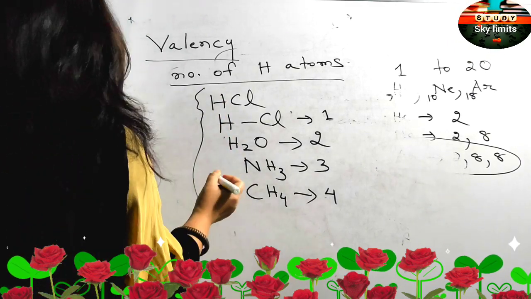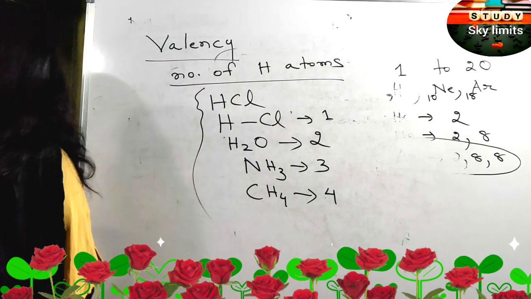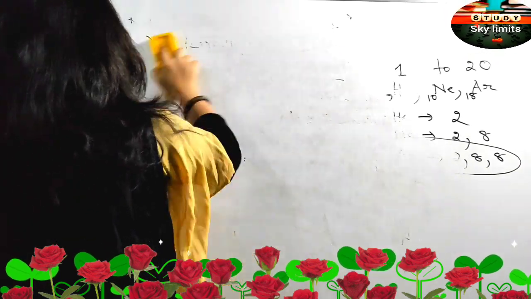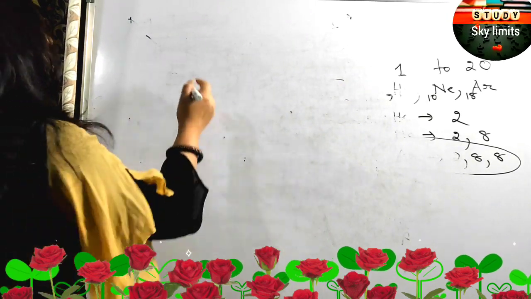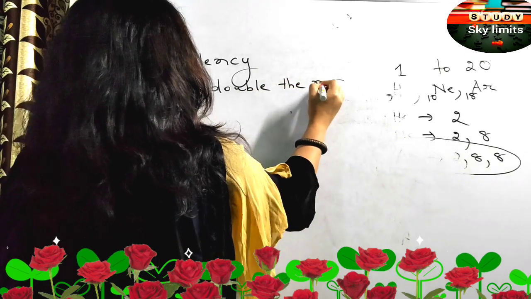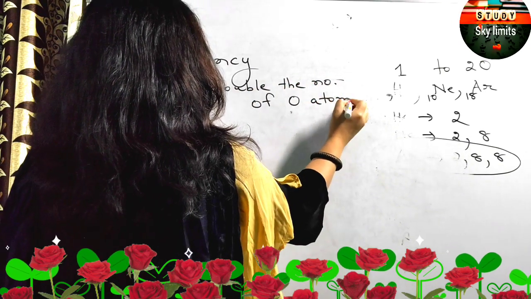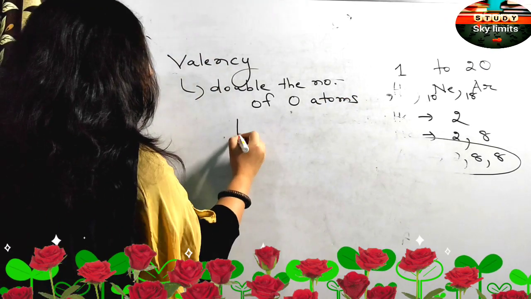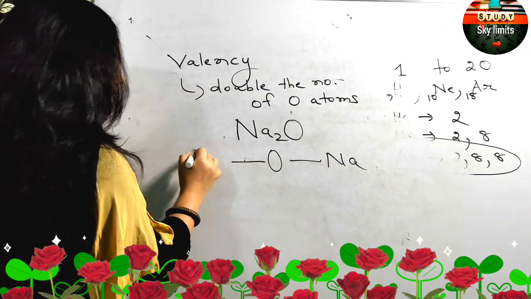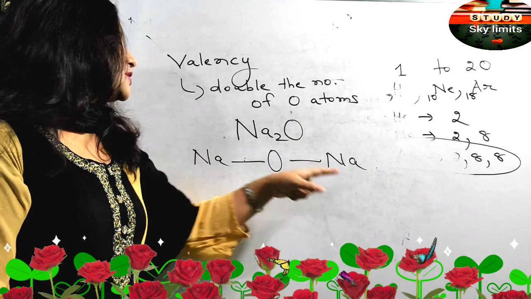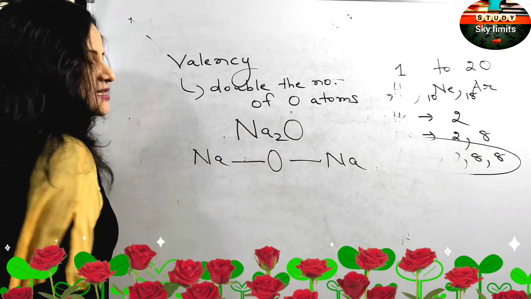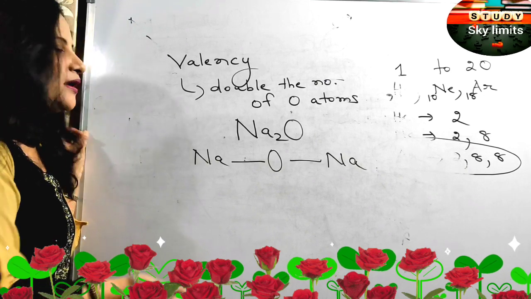So likewise also valency can be defined. The other way of defining valency is double the number of oxygen atoms. Valency can also be defined as double the number of oxygen atoms. As you can see here, suppose let us take an example of sodium oxide, Na2O. In this case, 2 atoms of sodium are combining with 1 atom of oxygen. So for each sodium there is half of oxygen. So double of half will be how much? Double of half will be 1. So valency of sodium is 1.